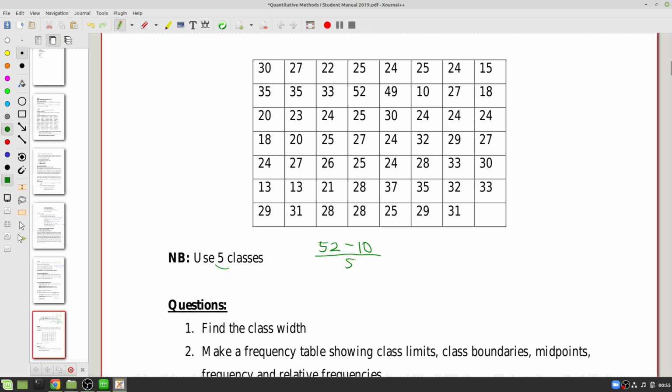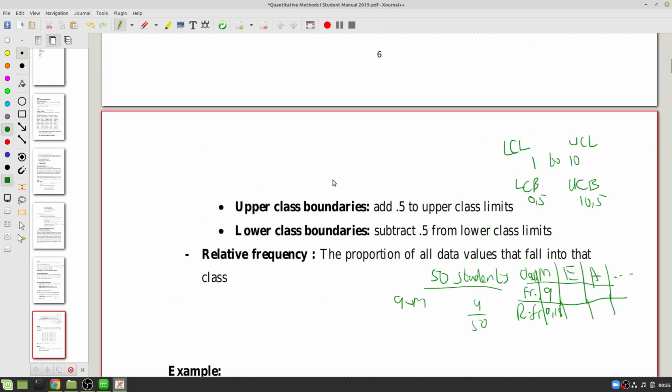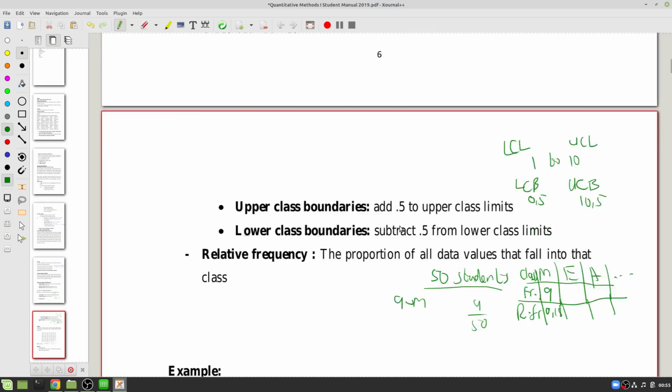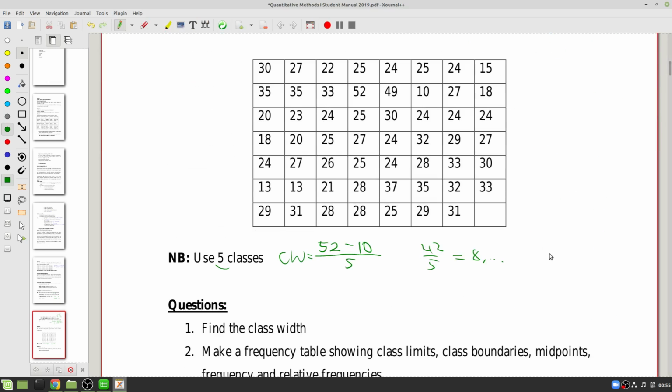5 classes. So our class width will be 52 minus 10, which gives us 42, divided by 5, and that gives us 8 point something. It doesn't even matter what the point something is. We are told, NB, always increase the value computed to the next highest whole number. So we got 8 point something, so the next highest whole number will be 9. So our class width will be 9.